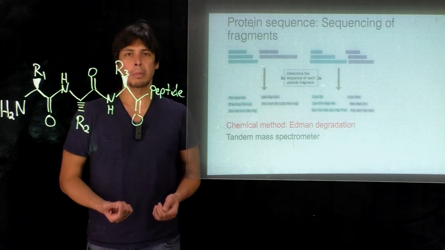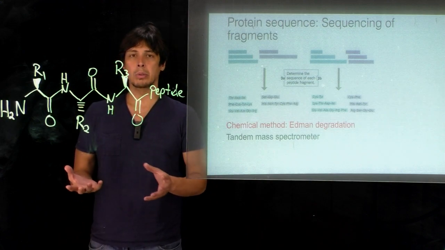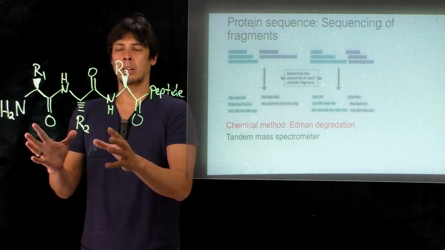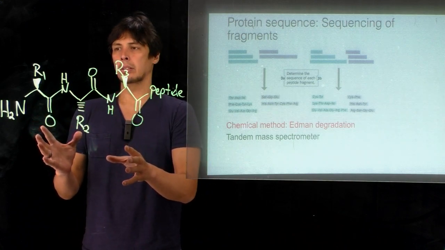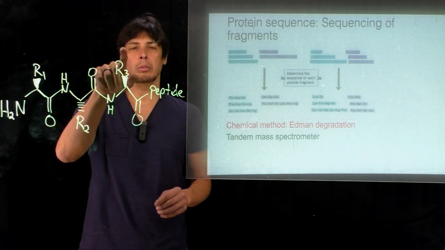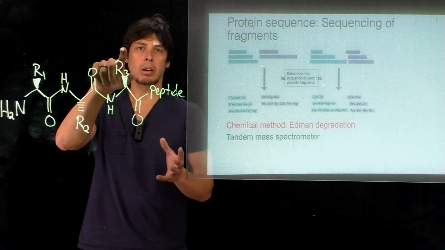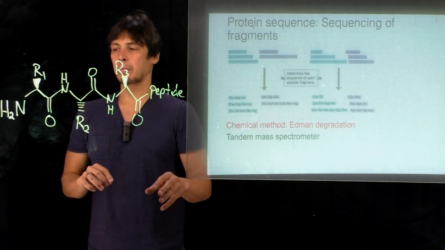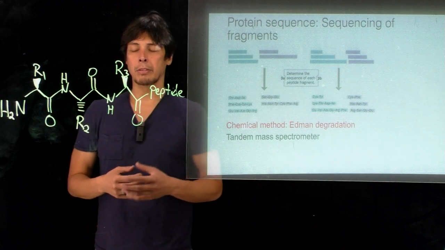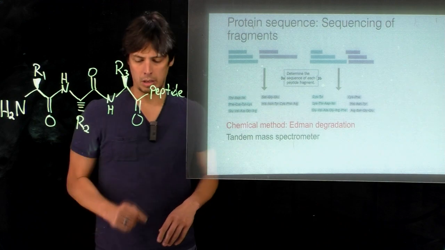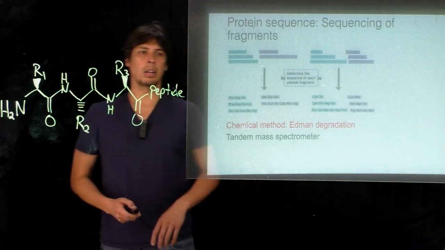Now that we have our fragments, we have to have a way to actually sequence them. So let's say we have a peptide chain, and I've drawn out the first few amino acids where the side chains are shown as R1, R2, and R3. So this shows the first 3 amino acid residues of a much longer peptide, or rather a peptide fragment in this case. So we can use a chemical method known as Edman degradation to look at this.